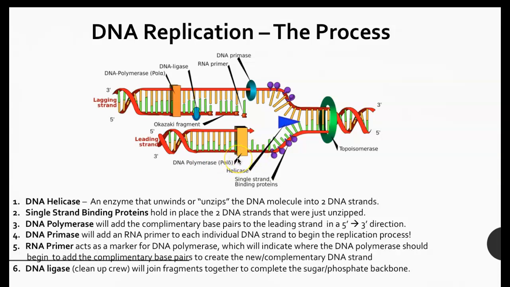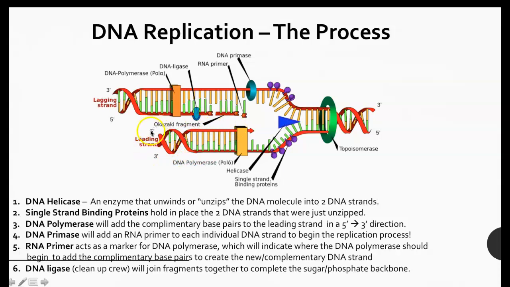So after the single-stranded binding proteins have been put into place and are holding down the two DNA strands, what's going to then happen is DNA polymerase, which is an enzyme, is going to move down the two DNA strands, and it's going to add the complementary base pairs to the leading strand in a 5' to 3' direction. Anytime we're adding nucleotides or bases to the unpaired DNA strand, the DNA polymerase is always going to add the complementary base pairs in a 5' to 3' direction. And that's what you're seeing here in the leading strand.